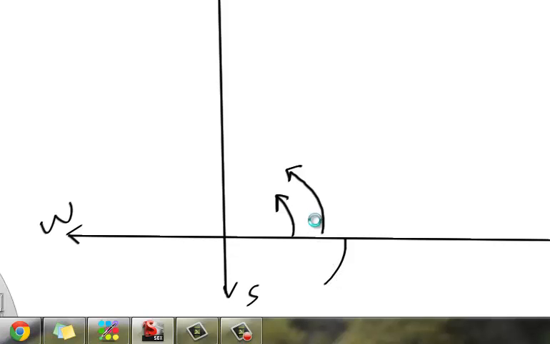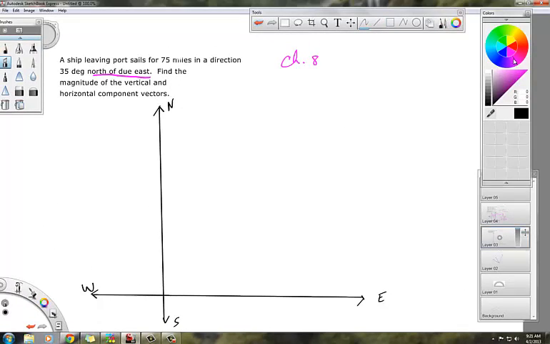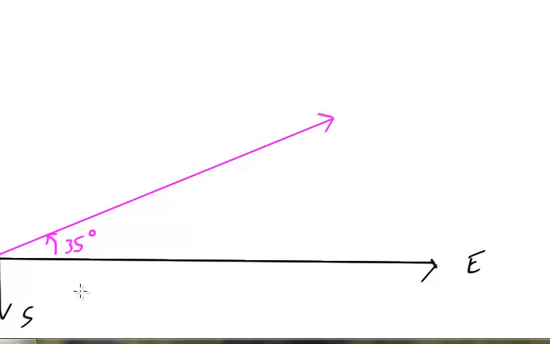Let me get rid of all those little lines right there. West. So if we do 35 degrees, and I just kind of eyeball a resultant vector, 35 degrees, probably about like that right there. And we'll call this angle 35 degrees. And the magnitude of this is 75 miles.